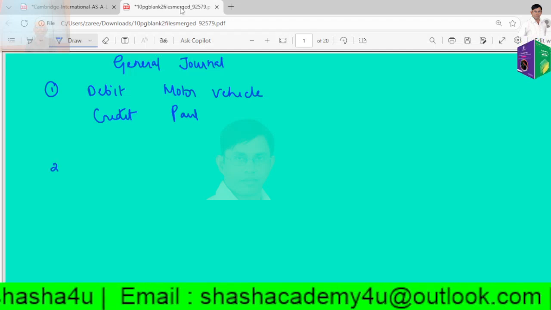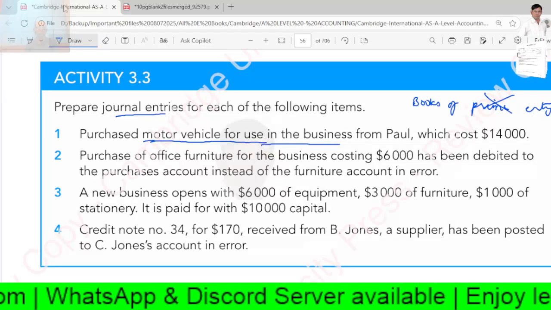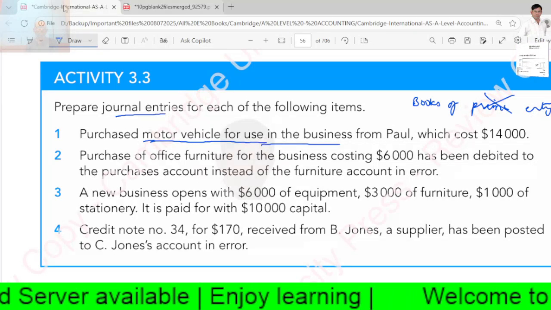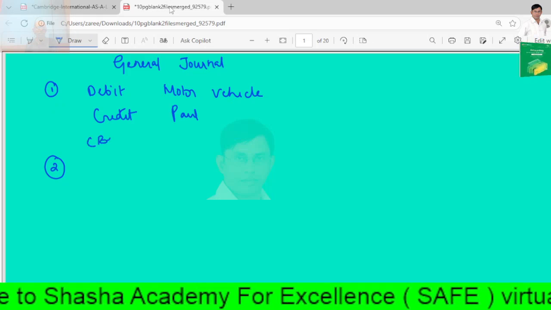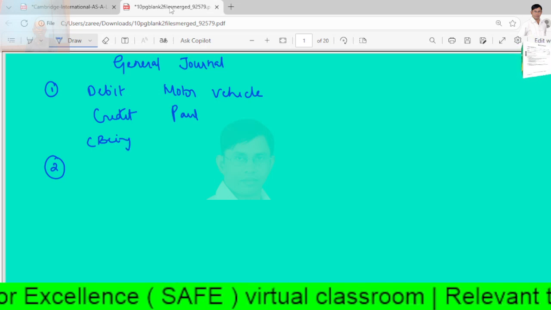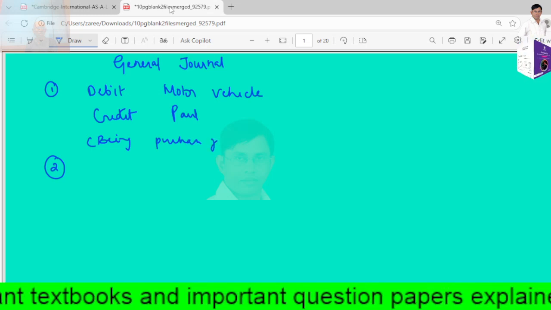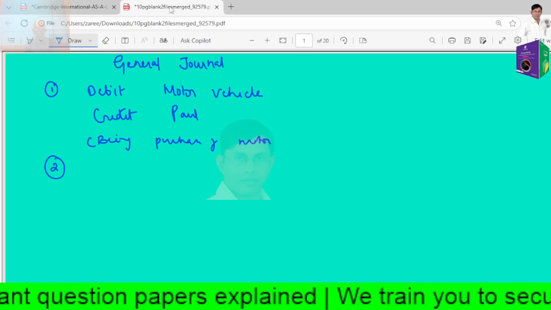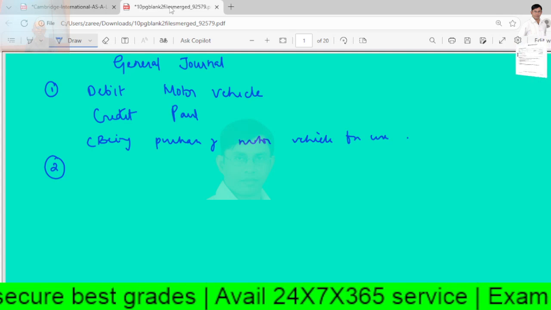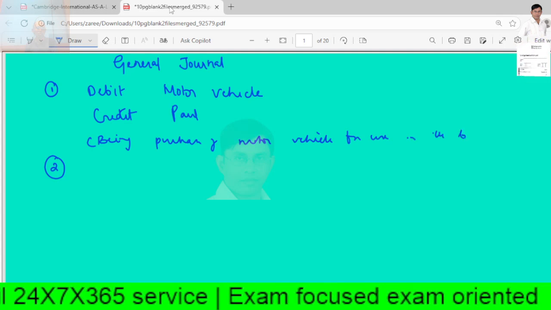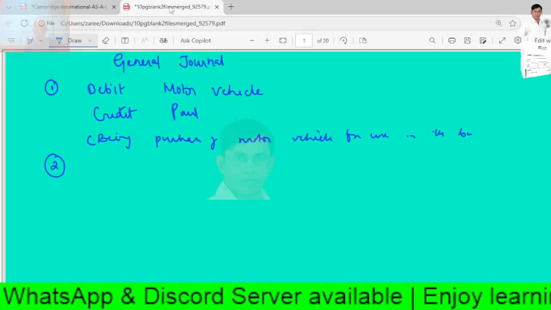Next. They have not mentioned narratives, so if you want, you can write the narrative: being purchase of motor vehicle for use in the business. Okay. Next.